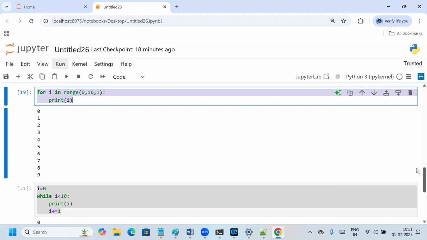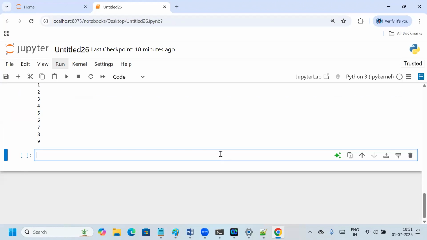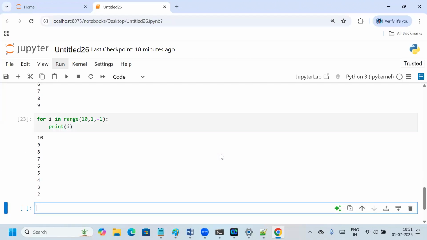So guys, tell me, I wanted to print numbers in reverse using a for loop. How to print? Tell me: for i in range(10, 1, -1), print i. Correct? It will print up to 2.